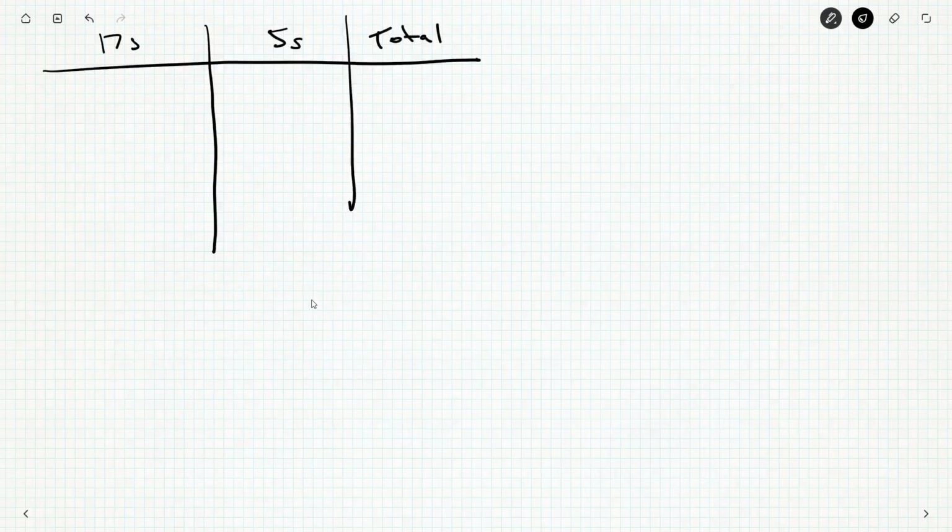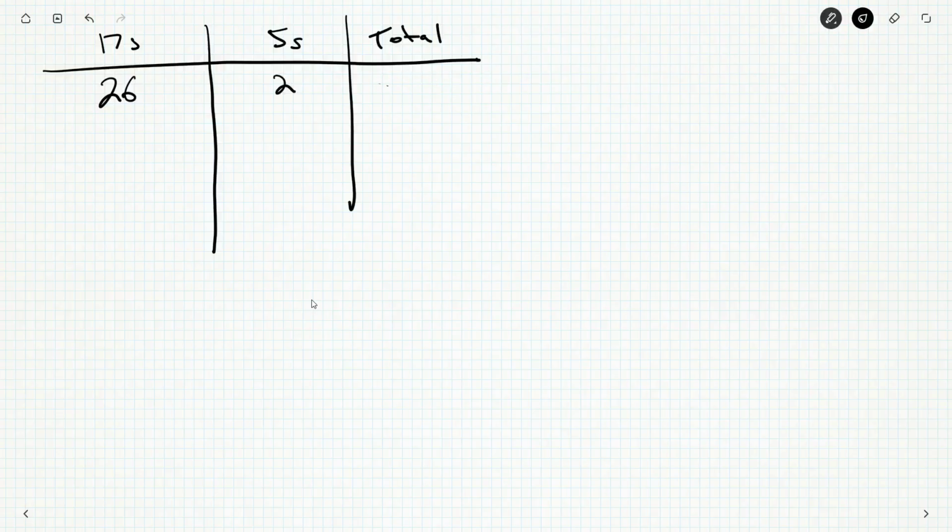So 17s and 5s. Let's grab our calculator. 453. How many 17s go into that? A little more than 26. So if I had 26 17s, that would give me 442 as our total. And I need 453, so I would need a difference of 11. Can I make 11 using only 5s? No, we're a little stuck there.